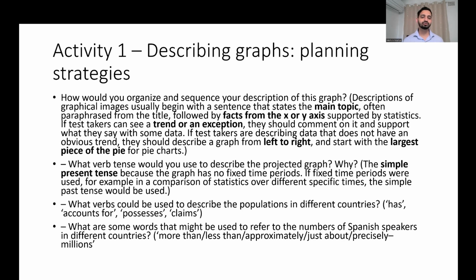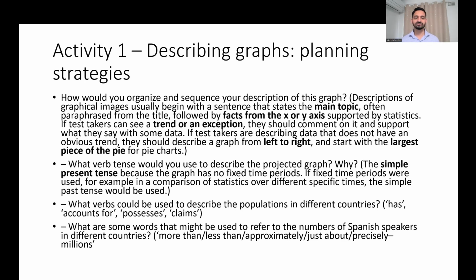Okay, what verbs could be used to describe the population in different countries? Now, you may want to note them down. These are: has, accounts for, possesses, claims. What are the verbs that can be used to describe populations in different countries? Spain has, Spain accounts for, or the US accounts for, Mexico possesses or claims. All right, these are some of the words that you can use.